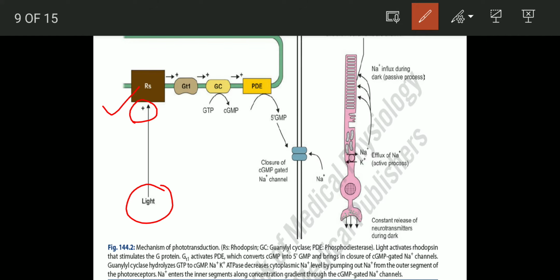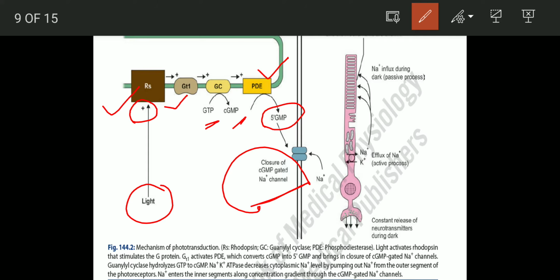Once this is activating rhodopsin, what will this cause? This will cause the activation of the G protein, the G transducing protein. GT is the G transducing protein. Once it is activated, this will lead to activation of phosphodiesterase. Once the phosphodiesterase is activated, it converts cyclic GMP to 5-GMP, and this will lead to the closure of cyclic GMP gated sodium channels.